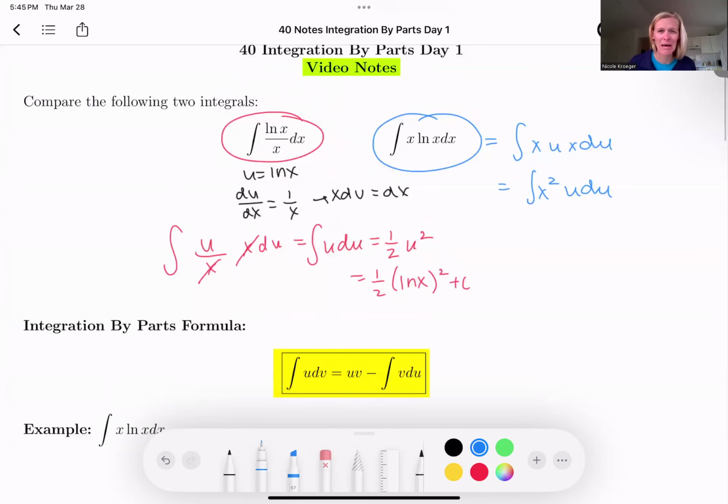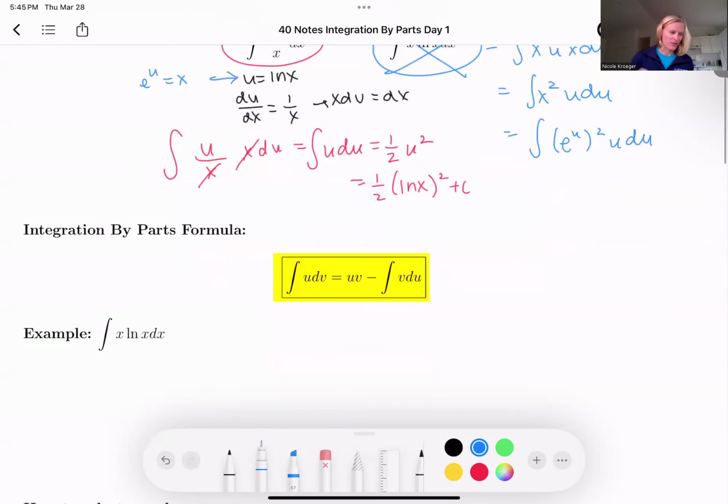We could maybe try a back substitution, but if we tried to solve for x here, we would have to use e, so we would get x is e to the u, so we would get e to the u squared times u du, and that looks even worse than the original expression did. So u substitution is not going to work on this one, and so we do need another method of integration, and this is where integration by parts is going to work great.